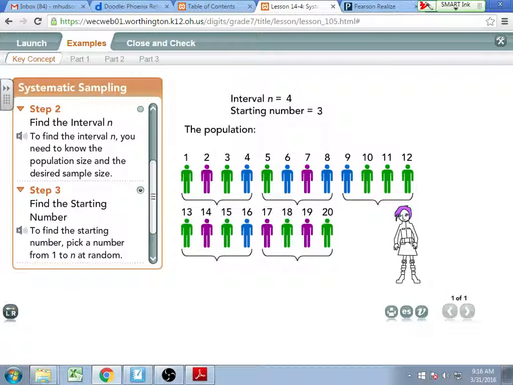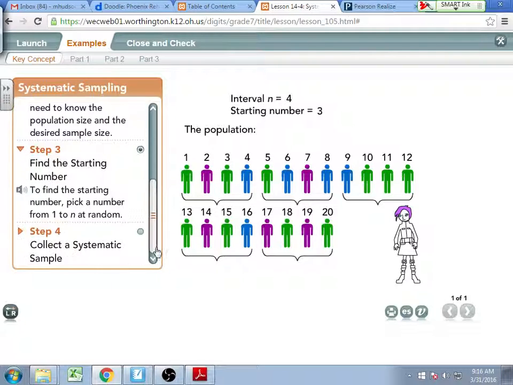We started with the fourth person. If they start with person 3, start with the third member and then count every fourth member of the population after that. 7, right? Because 3 plus 4 would give us 7. So we choose person 3, then 4 more, we choose person 7. We'll go 4 more.